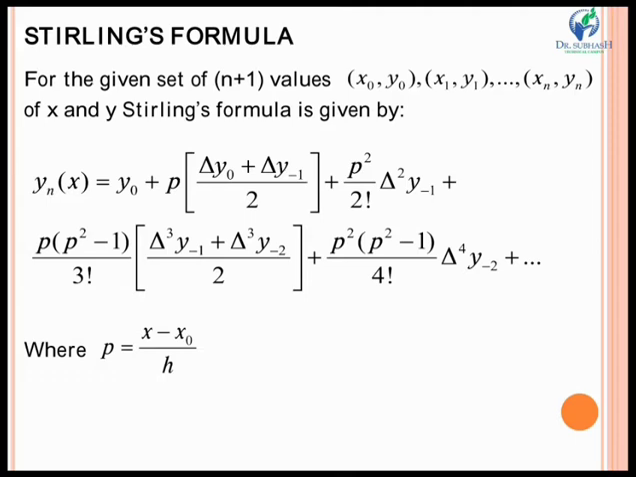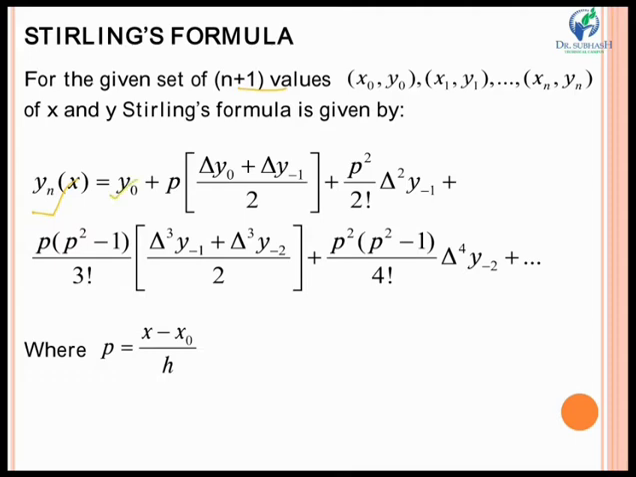For the given set of n plus 1 values x0, y0, x1, y1 up to xn, yn of x and y. Okay, we are given the values of x and y over here, and we are asked to find the value of a particular function using Stirling's formula. So now let us see what is the formula for Stirling.